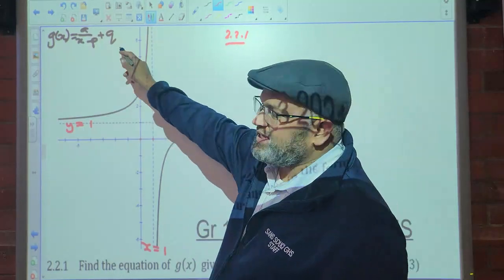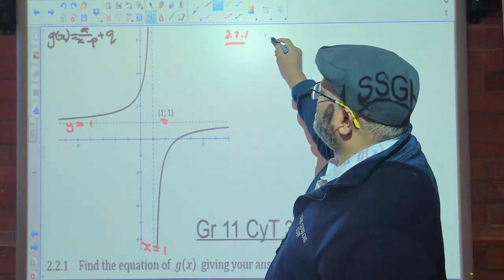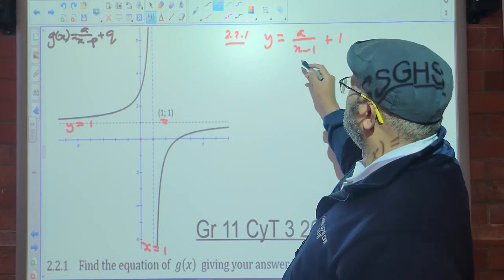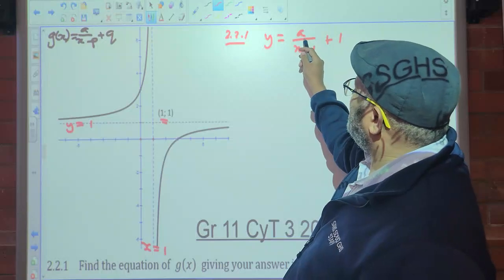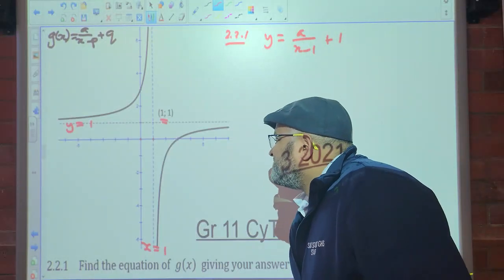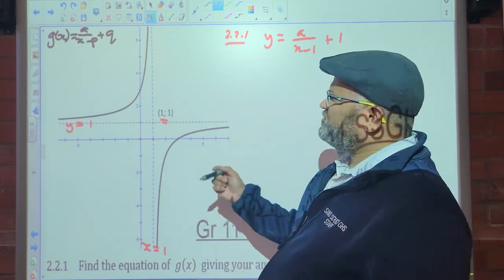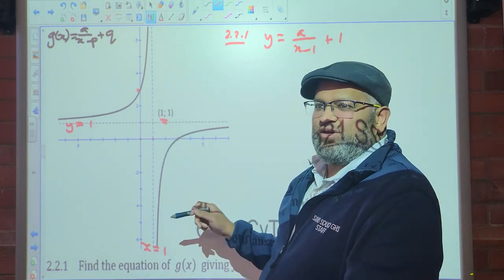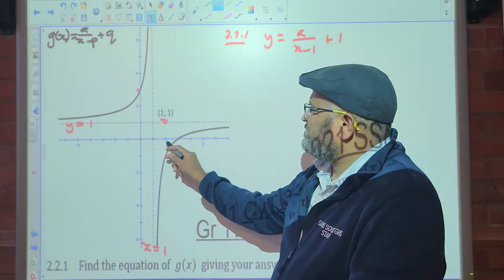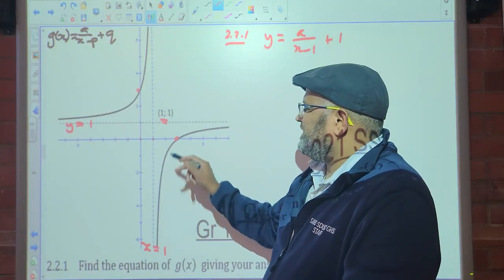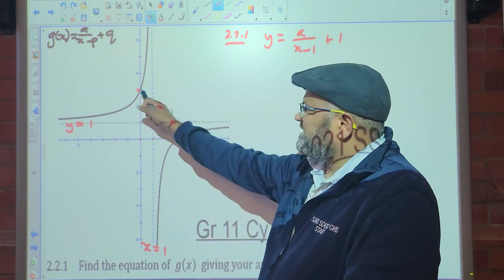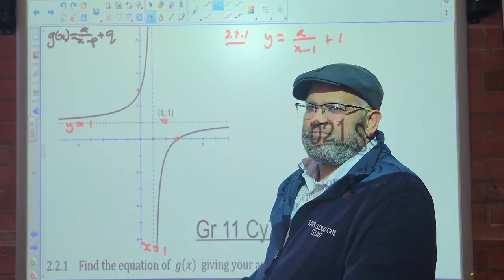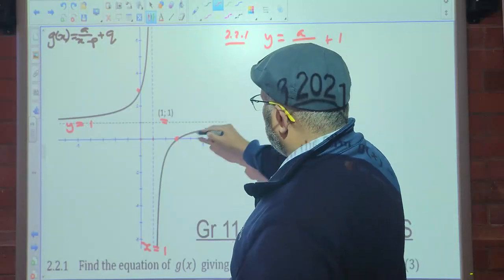So your p value is 1 and your q value is 1. So y is equal to a over x minus 1, plus 1. Now in pursuit of calculating a, I need to substitute a point lying on this line. I have 0 and 3, or I can substitute 3 and 0. So it's either 0 and 3 or 3 and 0. That's the reason why I put in those strokes there. So I'm going to go with 3 and 0.